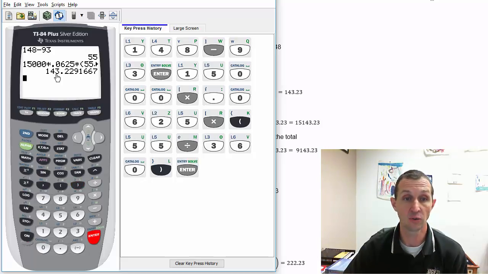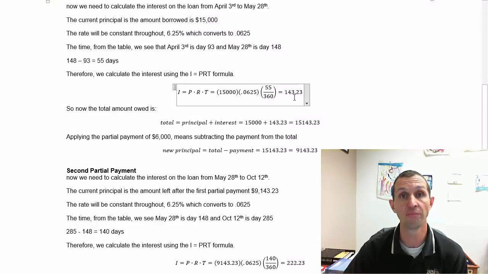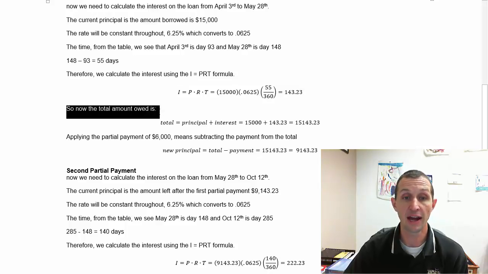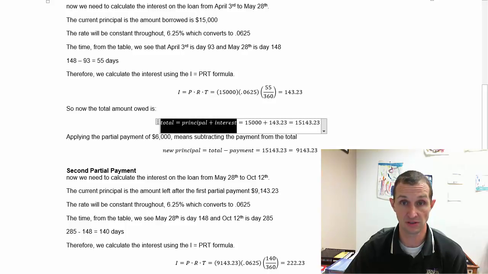I hit enter, and I get 143.229, and the 9 is going to round the 2 to a 3. So the interest is $143.23. Now the total amount owed, the total amount, is always the principal plus the interest.